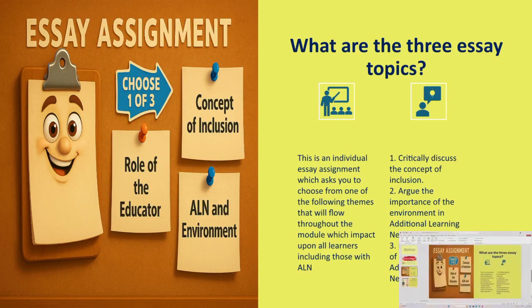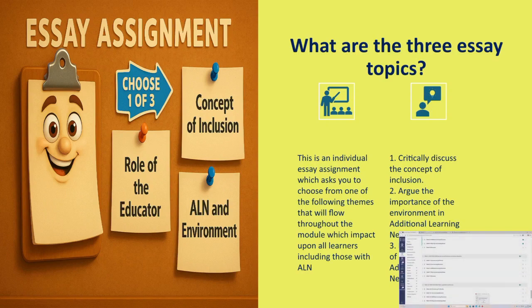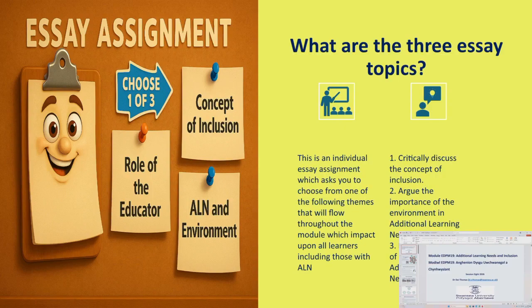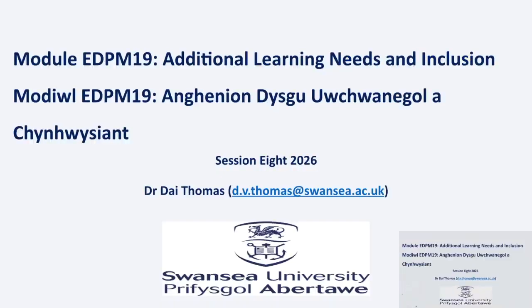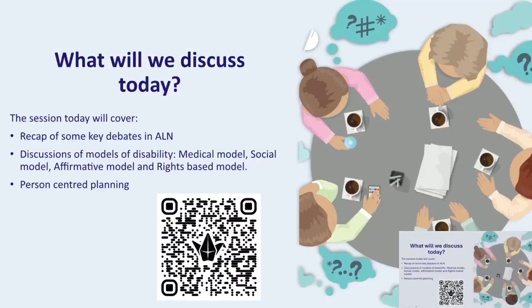Fab. Okay, so I'm going to go on to a second PowerPoint for this morning, and the first task, realistically, I should have put it on the one we've just looked at. So what we're going to talk about today, then I'm going to come back to the assignment shortly. We're going to recap some of the key debates we've mentioned in terms of ALN so far. We're going to look at models of disability. Now again, many of you, if not all of you, will have seen these before, but it's worth kind of recapping these because they do fit into all those assignment choices to some extent.